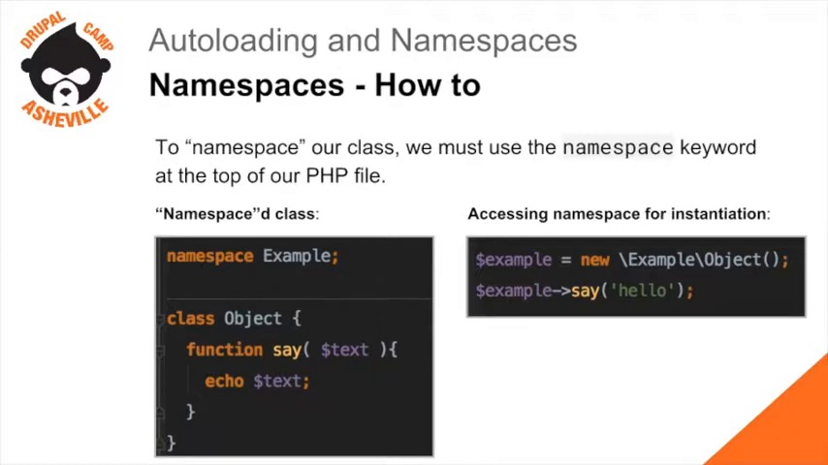And if I had a completely different class in a different file that I thought belonged to the same sort of example set of classes, in that other class, I would write namespace Example at the top. And now that has related those classes together.